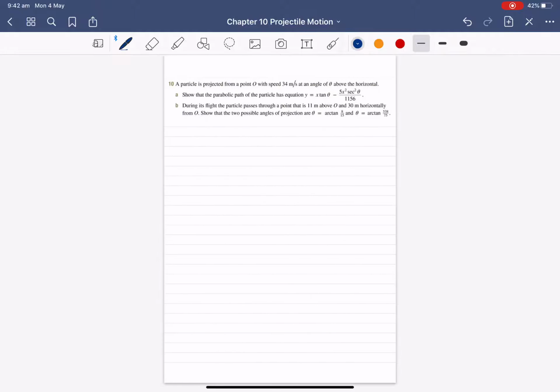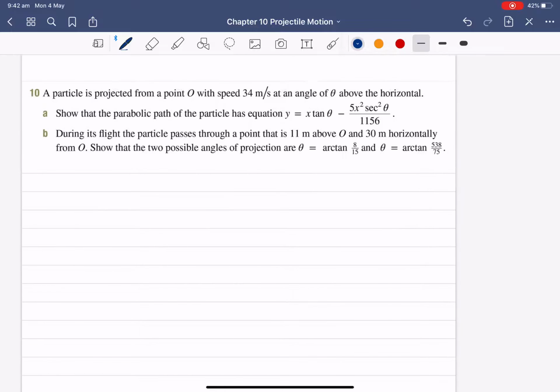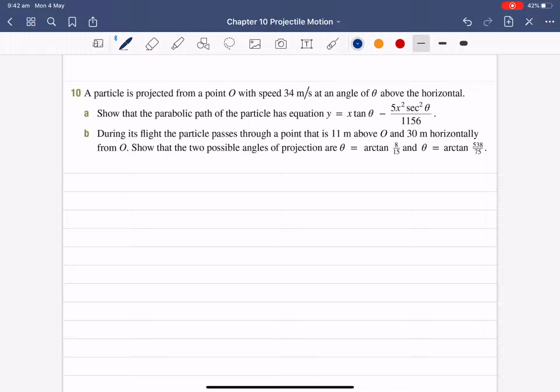All right, so let's look at the first question here. A particle is projected from a point with speed.